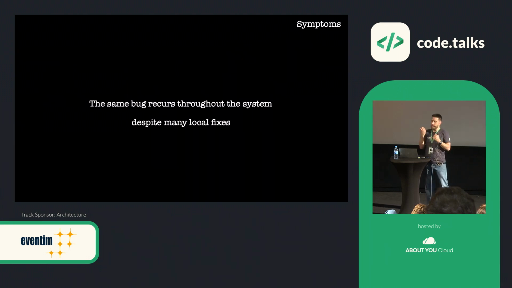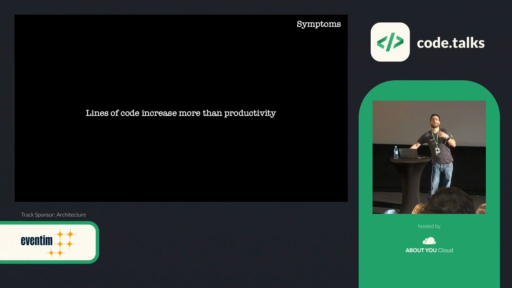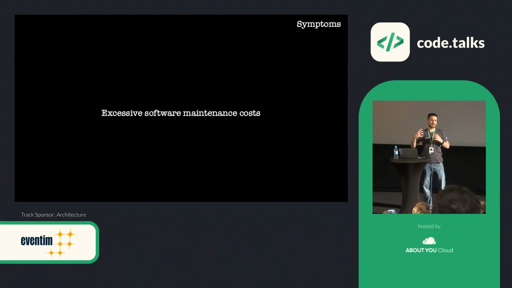So the symptoms of cut and paste programming is that the same bug keeps happening over and over and over again. Somebody's fixed it, but you keep seeing the same thing again. The lines of code in your system increase more than the productivity does. That's not as obvious as thinking, oh, I've already fixed this, why do I have to fix it there again? But when you notice this happening, it's symptomatic of cut and paste programming. And excessive software maintenance costs. Your software maintenance spirals way out of control.